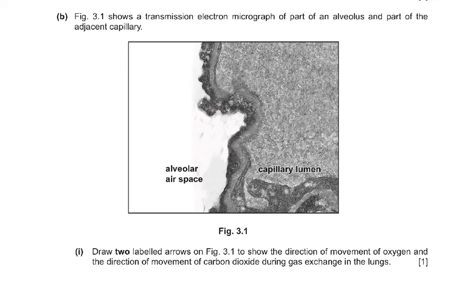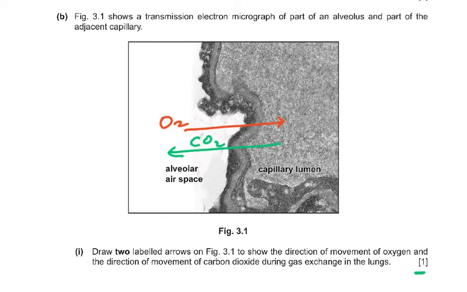Figure 3.1 shows the transmission electron micrograph of part of an alveolus and part of the adjacent capillary. So they've shown you an alveolar airspace and they've shown you a capillary lumen. Draw 2 labeled arrows on figure 3.1 to show the direction of movement of oxygen and the direction of movement of carbon dioxide during gas exchange in the lungs. Very basic question. So the arrows, this was only one mark.